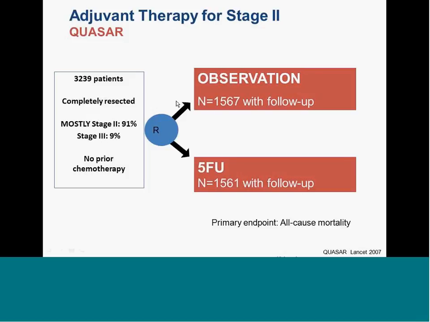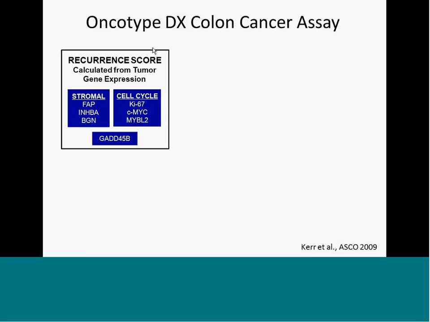But their question is, based on this study, we know some of the patients got 5FU, some were observed, and we all know their clinical outcome, which is whether or not they recurred. And the question is, can their predictor predict which patients are at higher risk for recurrence? Okay? So again, here's their recurrence score. Here are the genes and their recurrence score.